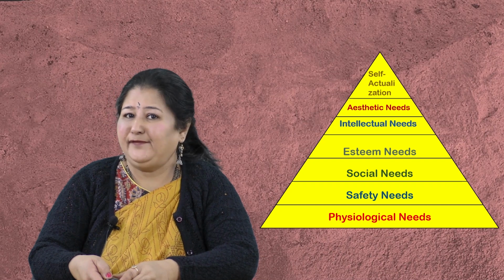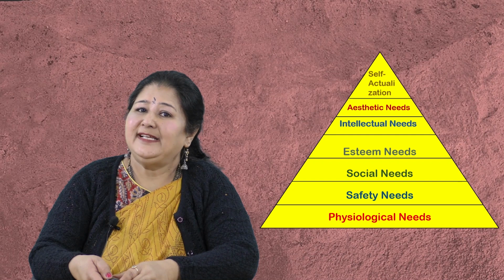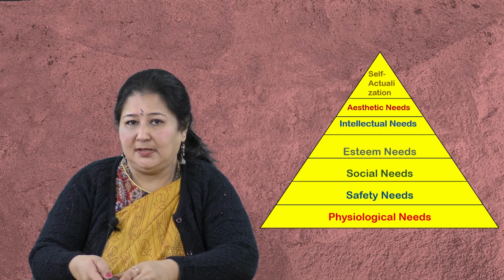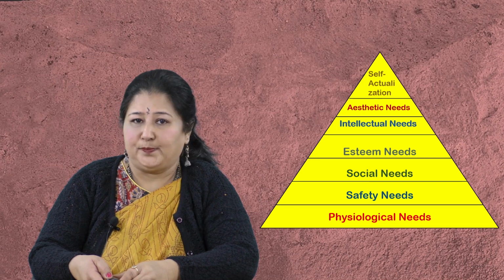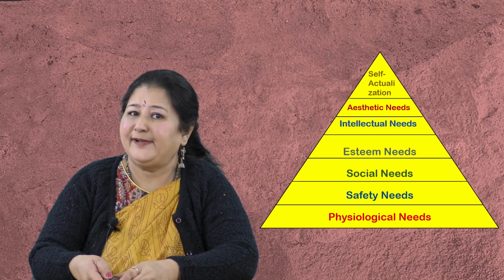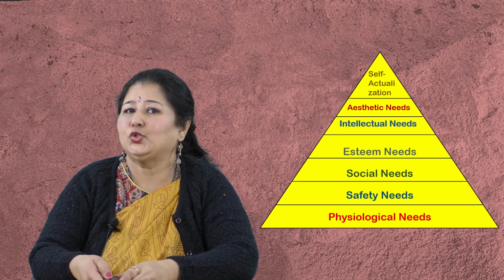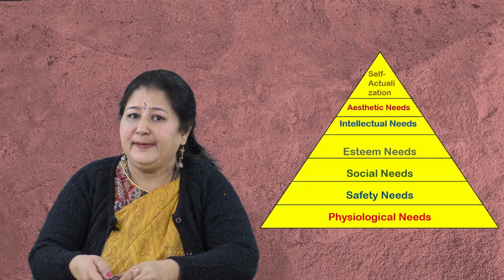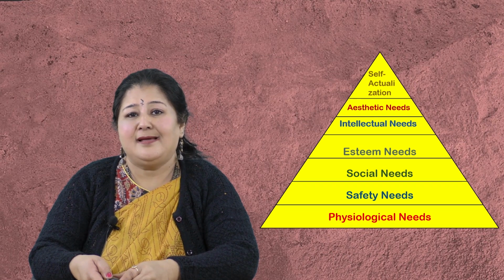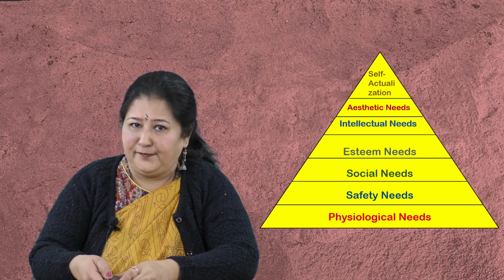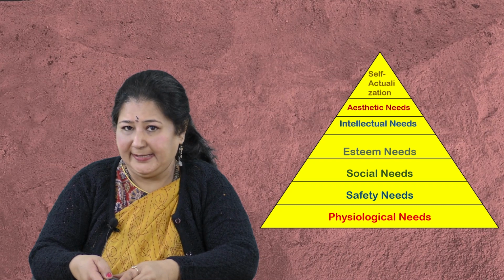Once my safety needs are fulfilled, then my social needs become important. Now, what are social needs? It's a need to belong to a group, need to have friends, need to have people around me, need to have a social circle. That means intimacy, trust, and giving and receiving love and affection. This is what is included in social needs.